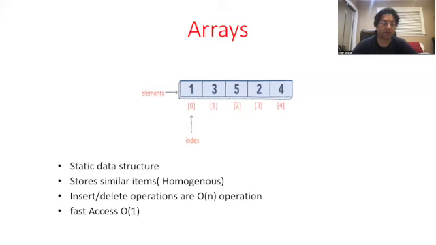And fast access is provided by the array. It's order of one. That's the advantage of an array. As we know from C, it actually takes the base address and can very quickly access that location directly. That's why access is fast in arrays.